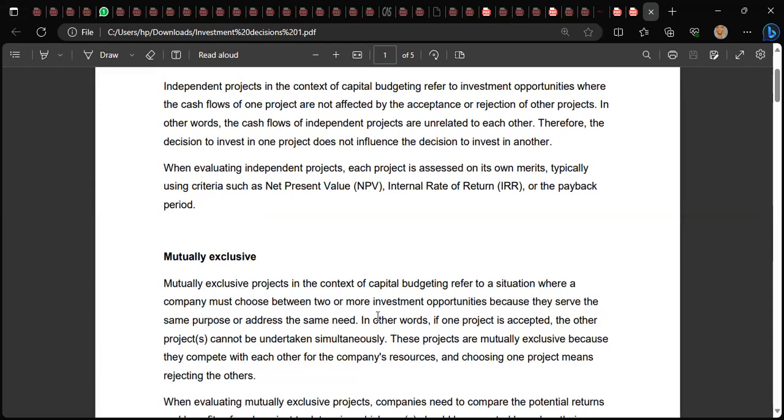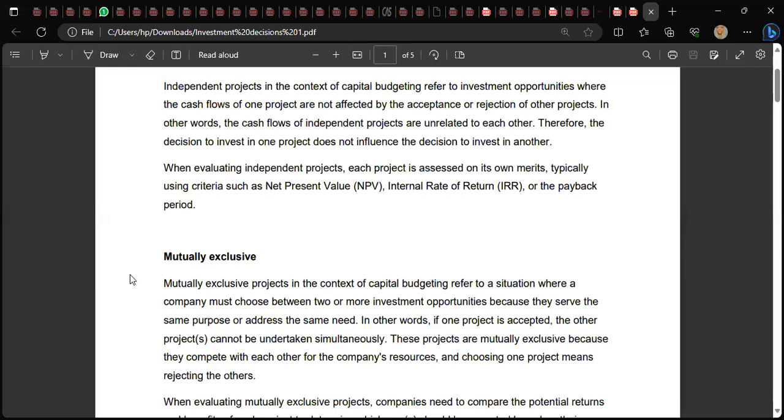So again, still in the same context, this is a situation where a company must choose between two or more investment opportunities because they serve the same purpose or address the same need, right? So in other words, if one project is accepted, it means the other project cannot be undertaken, right? So you are taking that or that, right?